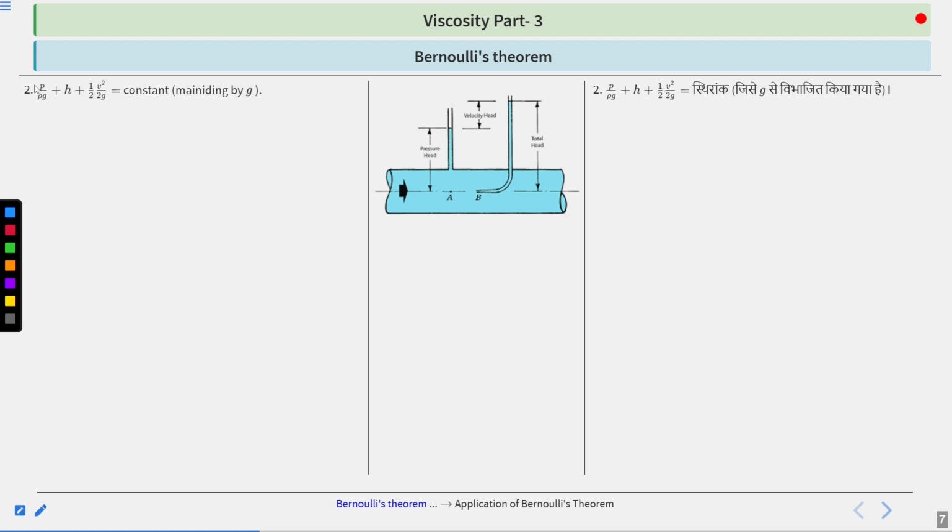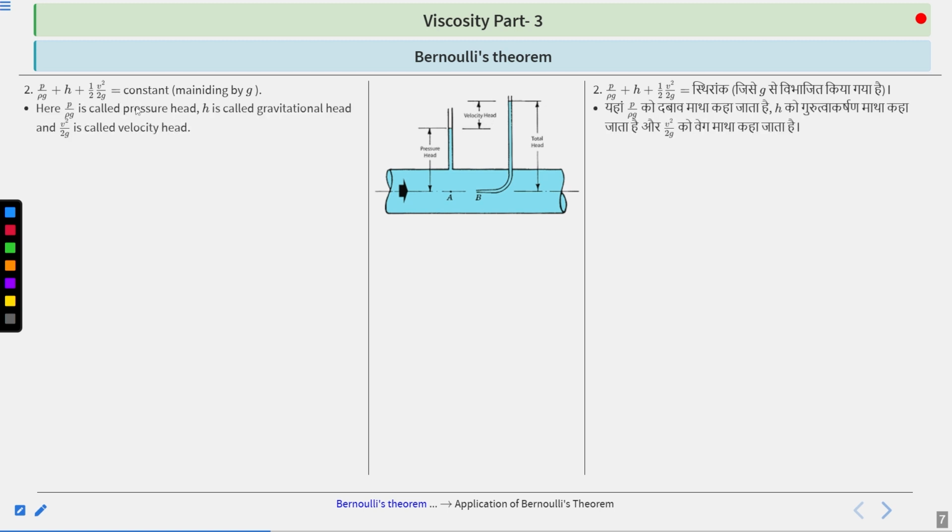So we could say P by ρg plus h plus 1 by 2 v square by 2g equals a constant, that is, divided by g. Here P by ρg is called the pressure head, h is called the gravitational head, and v square by 2g is called the velocity head. Since all three quantities have the dimensions of distance, hence the name head.